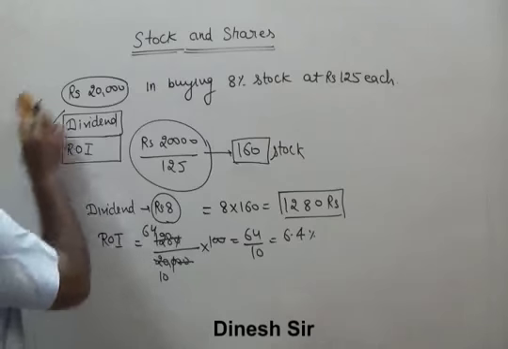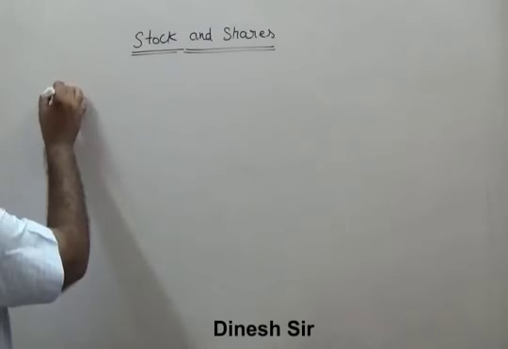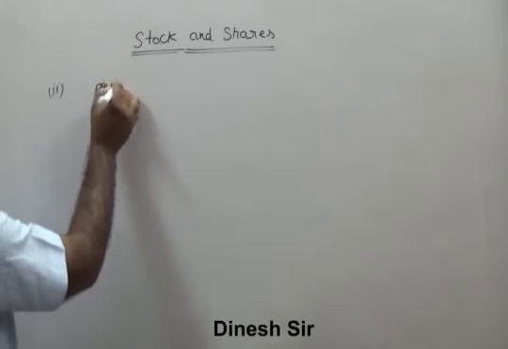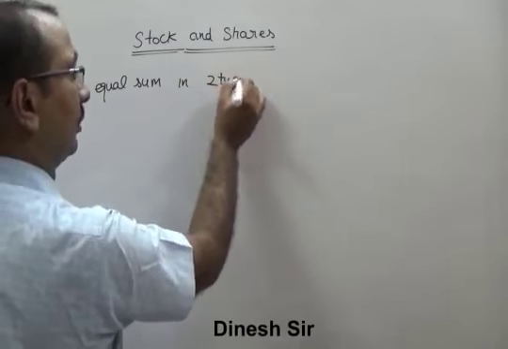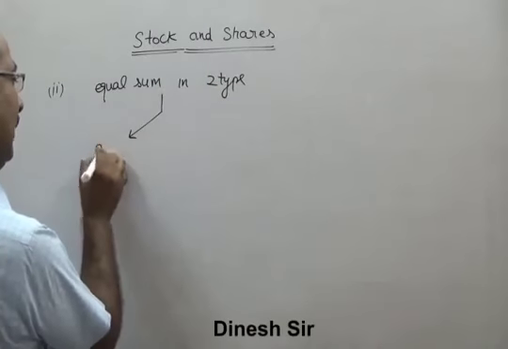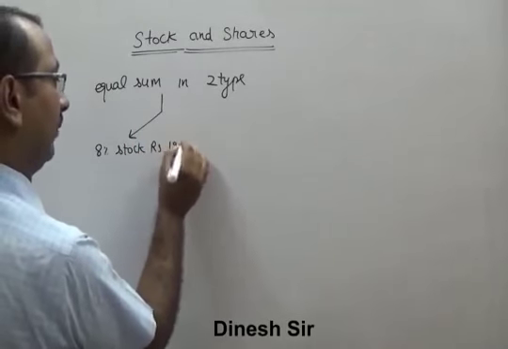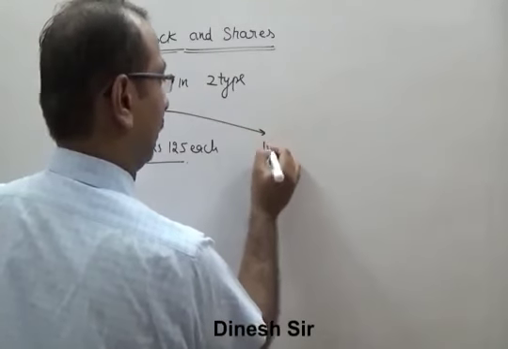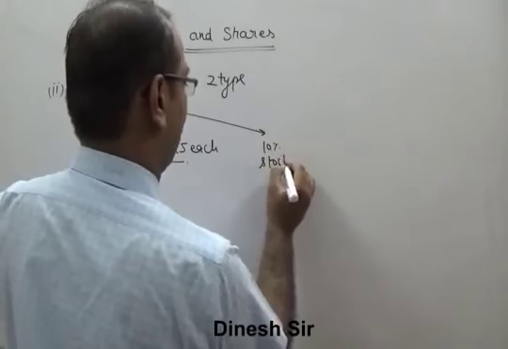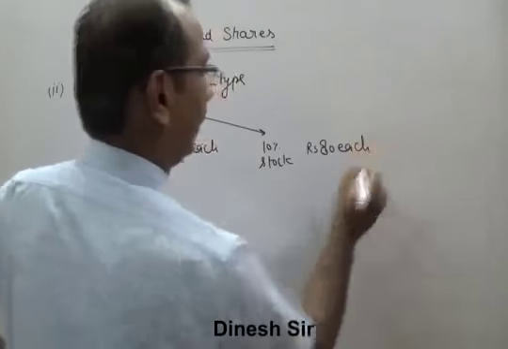Now I am going to take one more example so that you can better understand the concept. It is given that a person invested an equal sum in two types of stocks. The first stock was 8% stock whose price is rupees 125 each. The second stock was 10% stock whose price was rupees 80 each.